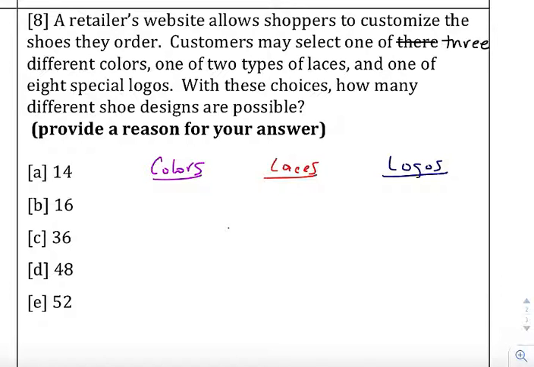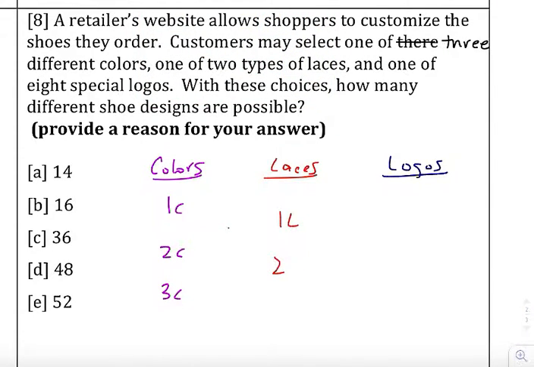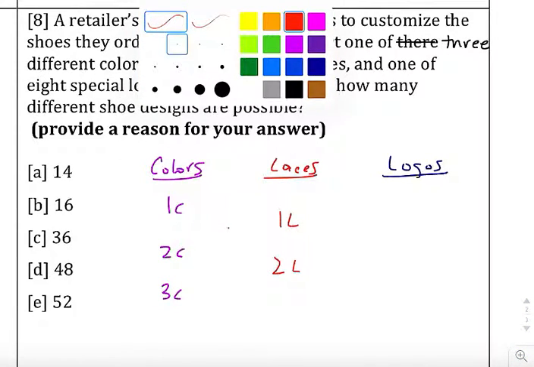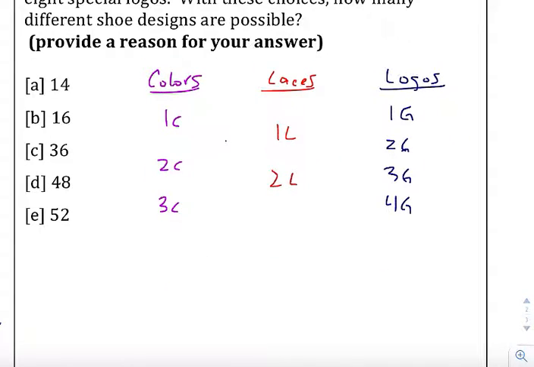And let's see if we can see why the answer is going to be 48. So what we should do is first label out what we have. We have 3 different colors. I'll call them 1C, 2C, 3C. And then we have 2 different laces, so 1L, 2L, and then we have 8 different logos. I'll go 1G, because I already used L, 2G, 3G, 4G, which is the best kind of coverage, right? 5G, 6, 7, and 8G.